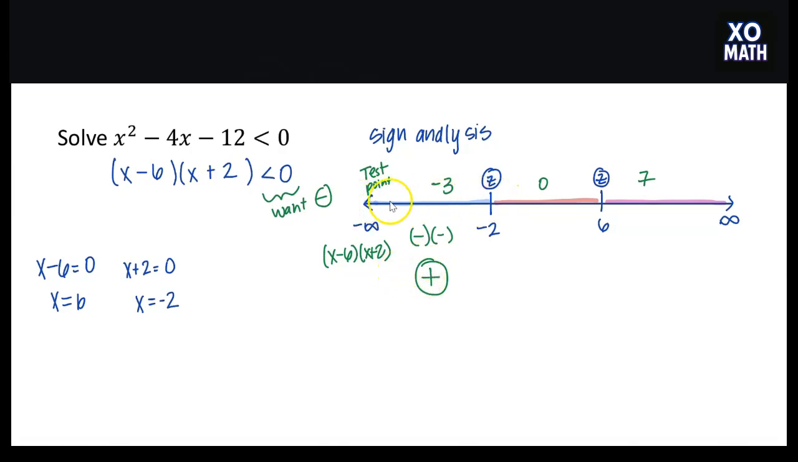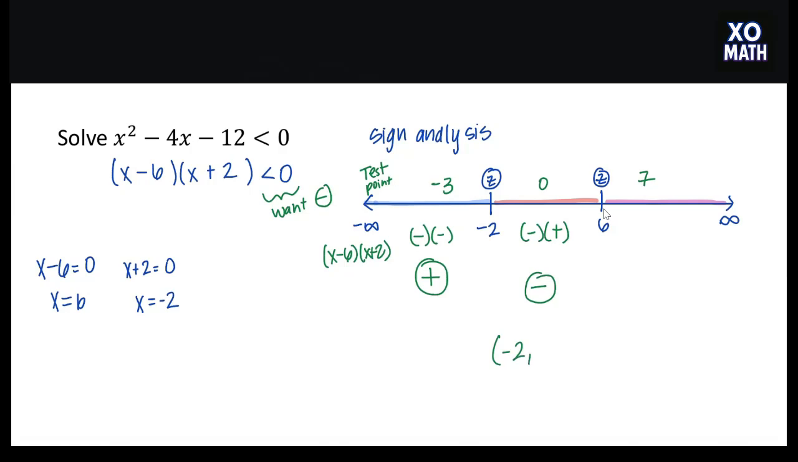We don't want this first interval from negative infinity to negative 2. Then we plug in 0. 0 minus 6, that's a negative number. 0 plus 2, that's a positive number. And a positive times a negative is a negative. We do want this middle interval between negative 2 and 6.